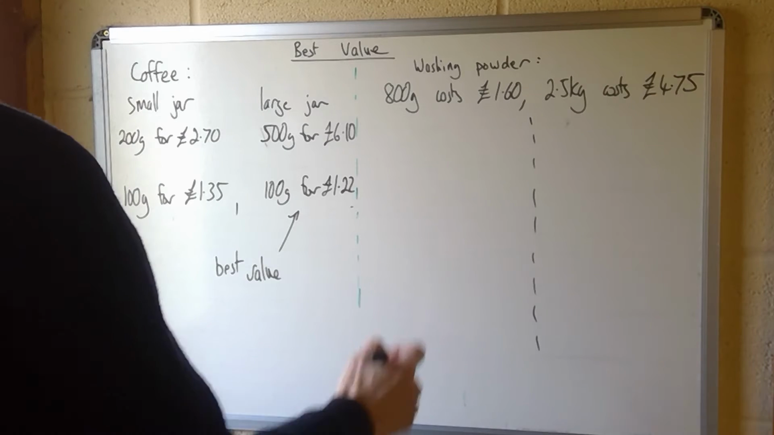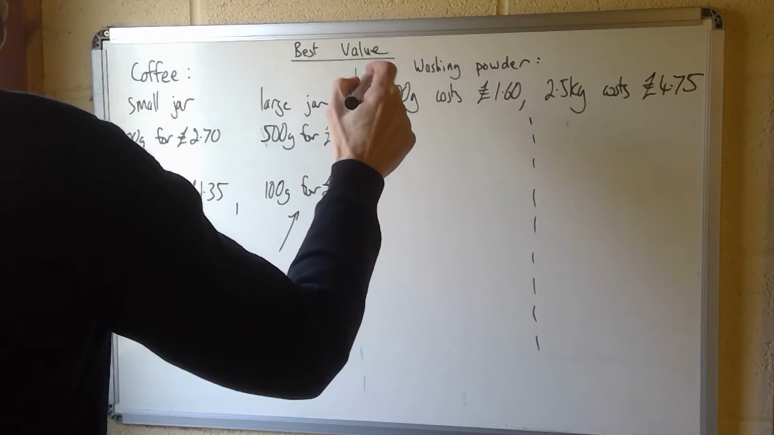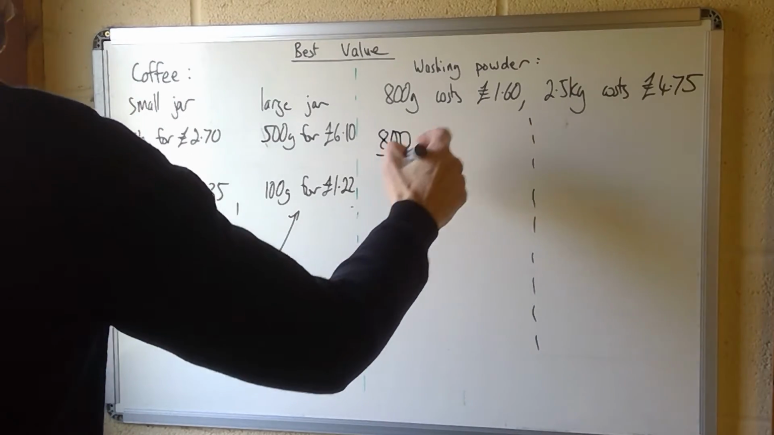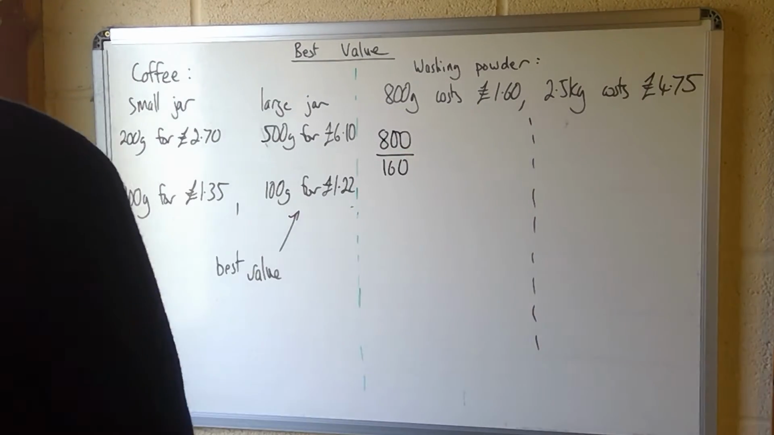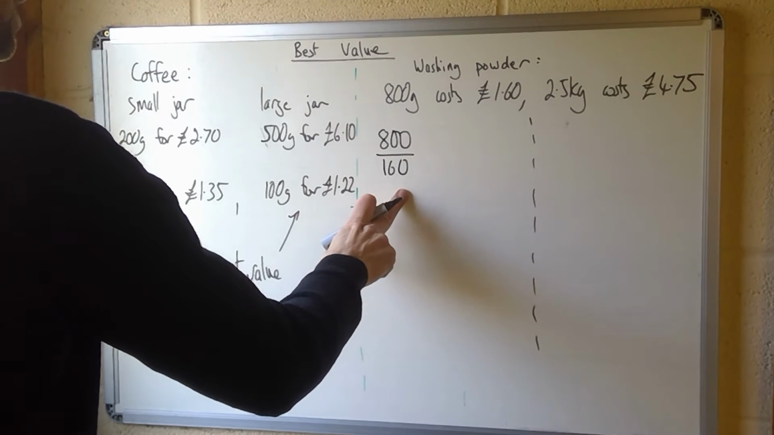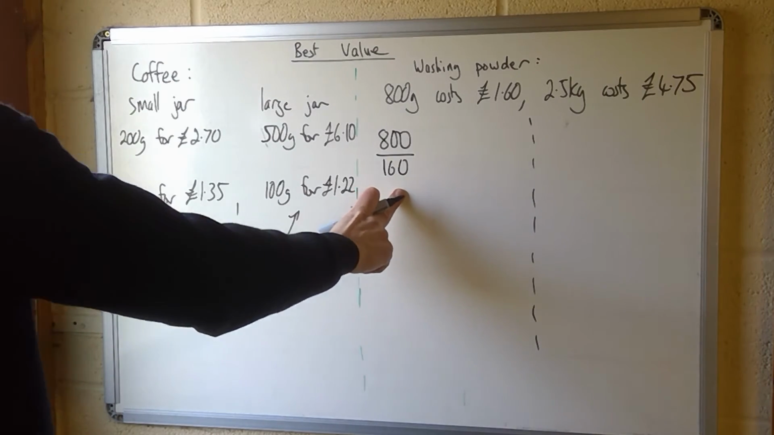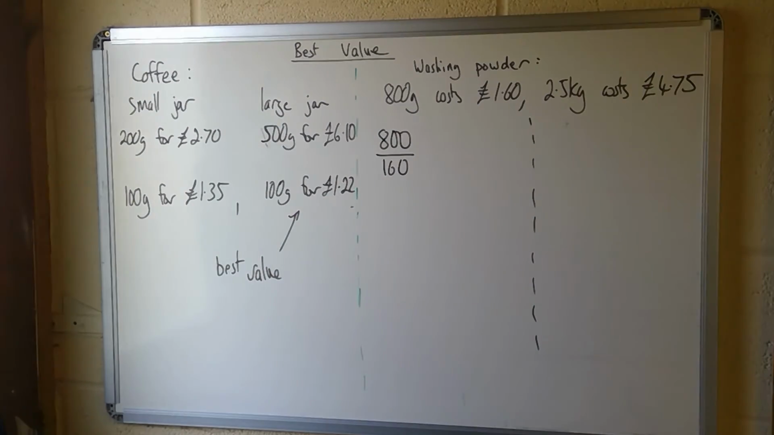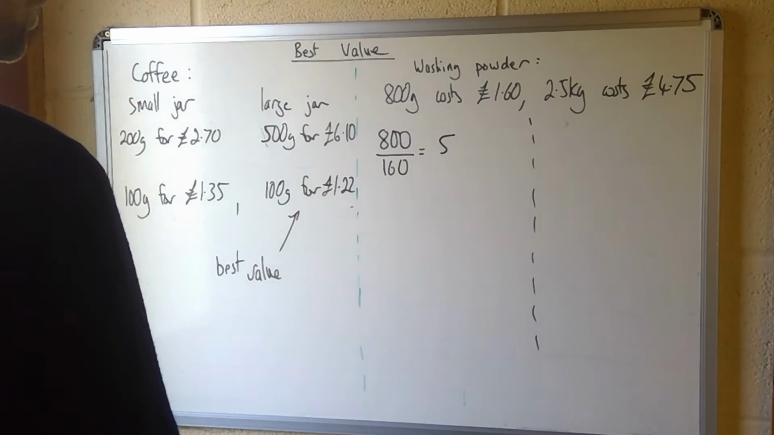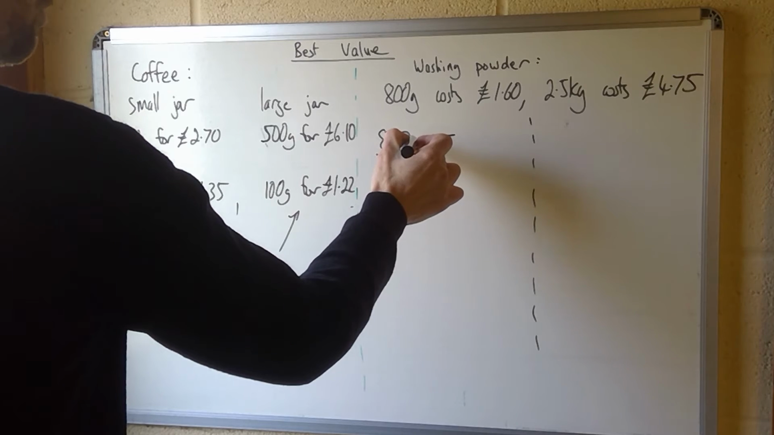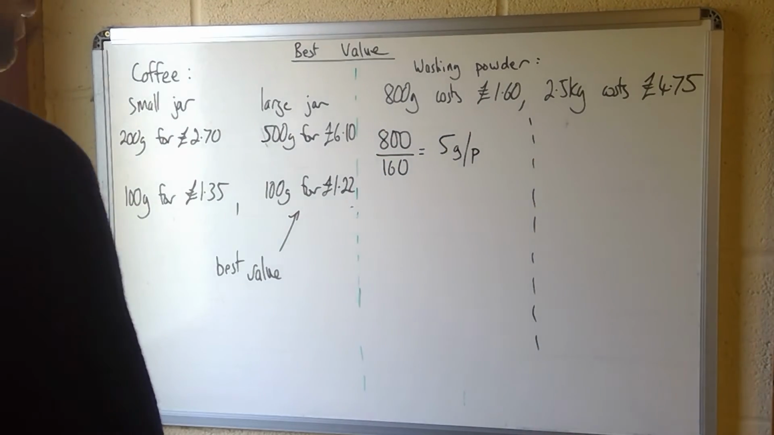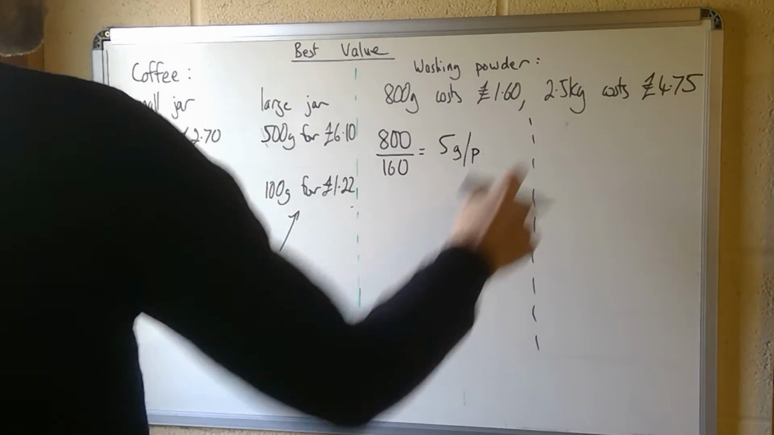So the first thing I'm going to do is I'm going to divide the weight, 800, by the cost. And I'm going to change this into pence, £1.60. It's very important that we have consistent units, so £1.60 becomes 160 pence. So 800 divided by 160 gives me 5. And the units here, I've divided the amount grams by the cost pence, so that's grams per penny.